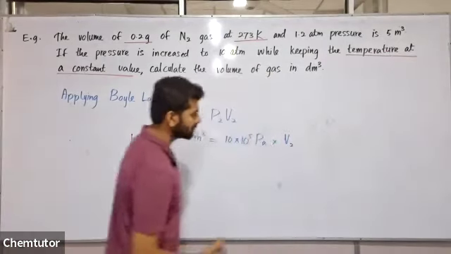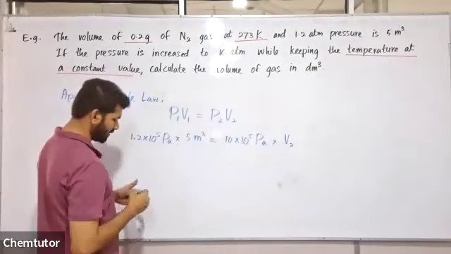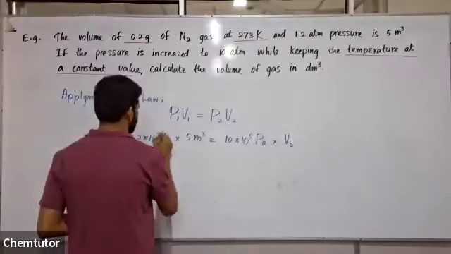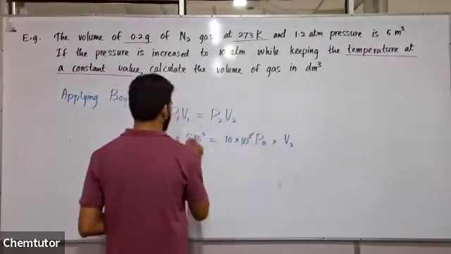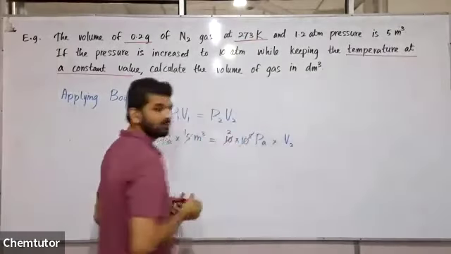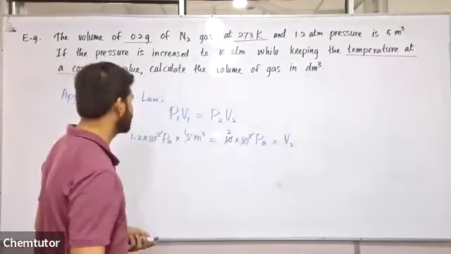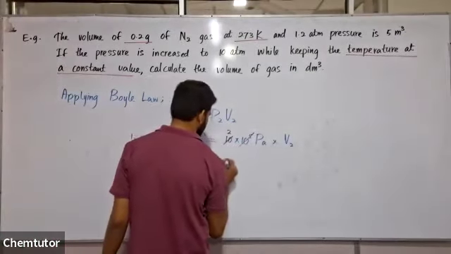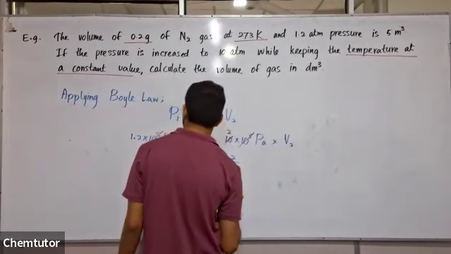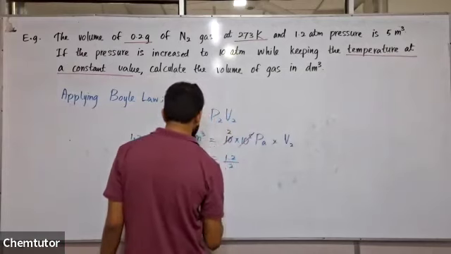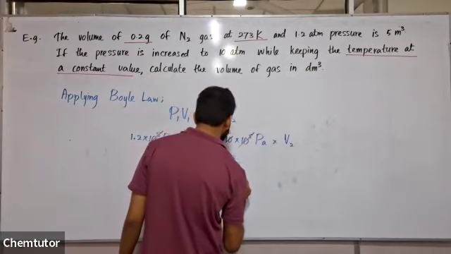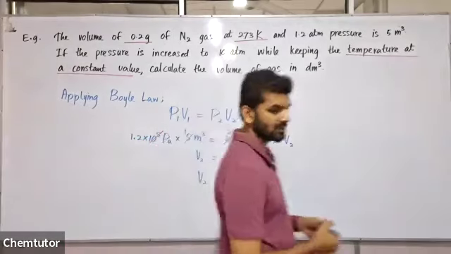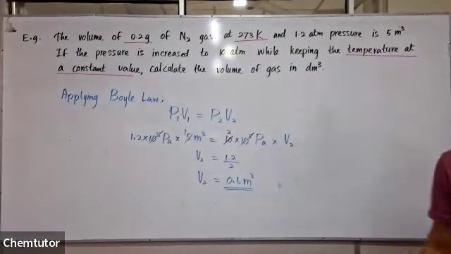Once we simplify this, 10 to the power 5 and 10 to the power 5 get cancelled off. 5 times 1.2, 5 times 10. Then V2 will be 1.2 divided by 2. That means 0.6 cubic meters. That's it. 0.6 cubic meters.